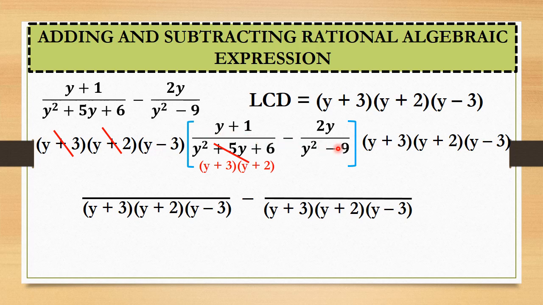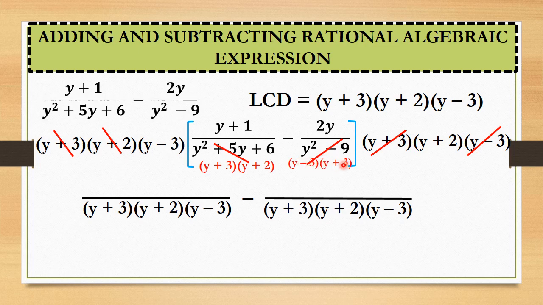Okay. Sa right side naman, so remember na yung factors ng y squared minus 9 ay y minus 3 times y plus 3. So, meron tayong y plus 3 at saka y minus 3 dito sa ating LCD. So, cancel. Then, cancel y plus 3. Then, makakancel din tong y squared minus 9 kasi yung factors ay y minus 3 and y plus 3.